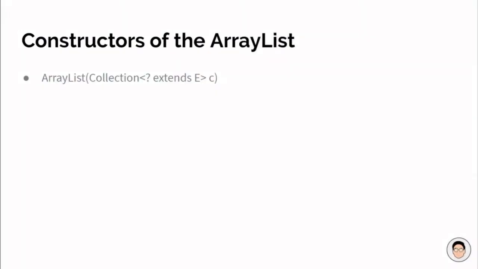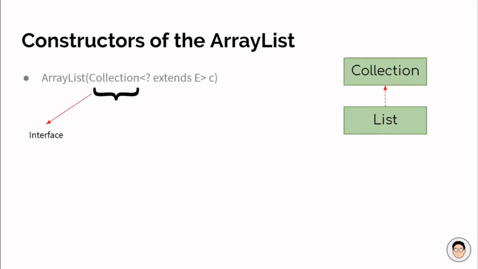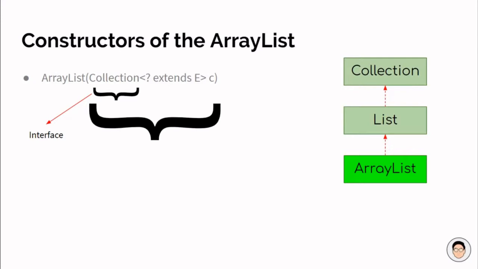Second constructor is a parameterized constructor. This argument is a bit confusing. Let's break it down into small parts. Collection is an interface that is inherited by almost every collection type. List interface implements Collection interface, and ArrayList implements List interface. Hence, ultimately, ArrayList implements Collection interface. Collection<? extends E> specifies any collection of the type E or its subtypes.